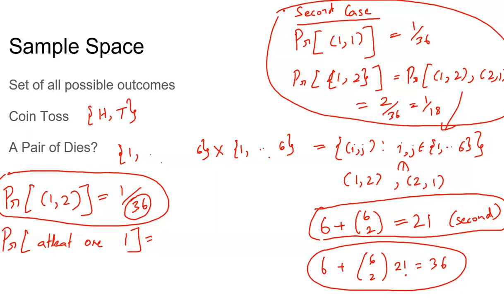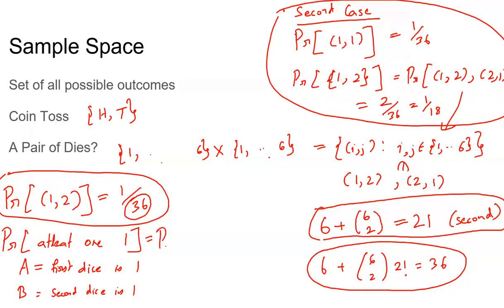In how many possibilities do I see at least one 1? I will see it when the first dice is 1, right? What is the probability that the first dice is 1? So 1 by 6. Let A be the event that the first dice is 1. B be the event that the second dice is 1. So now what is the probability of at least one 1?